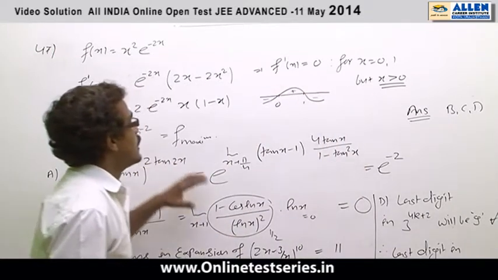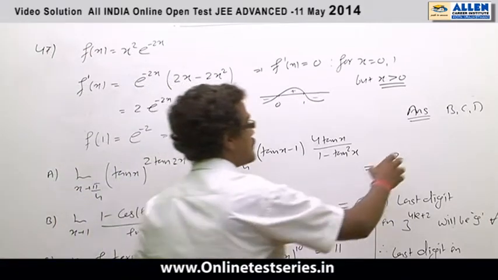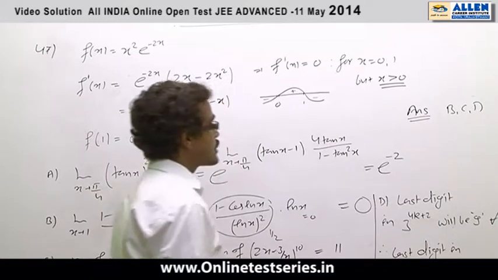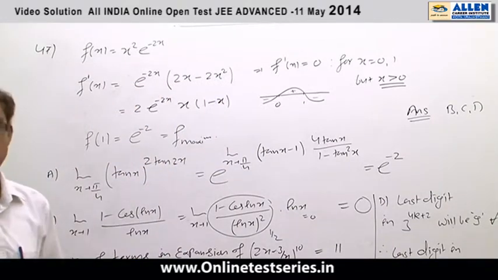So according to the question and options, the answers will be B, C, D, because in B, C, D the values are not the extremum values of the function. So the answers are B, C and D.